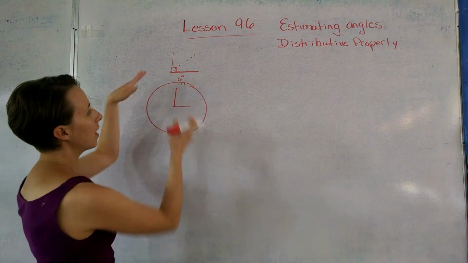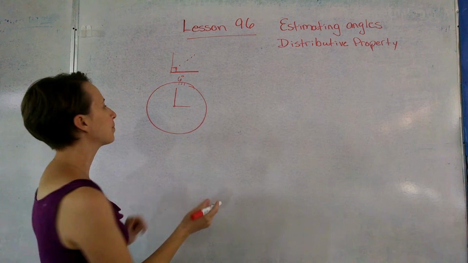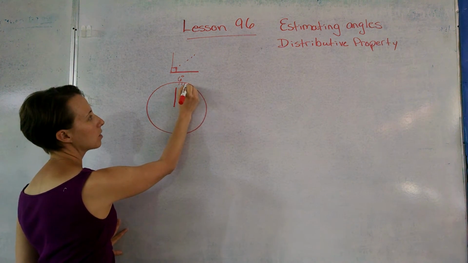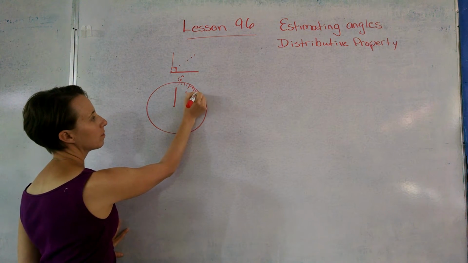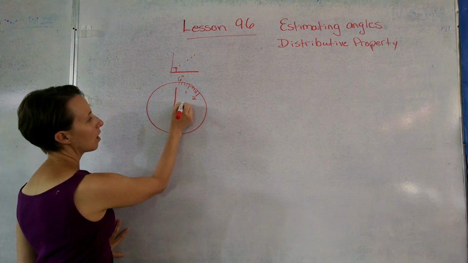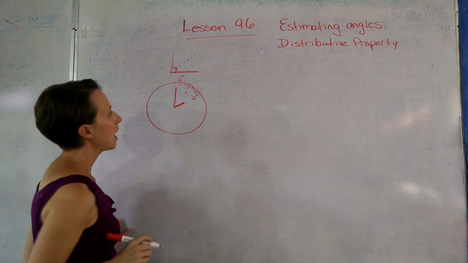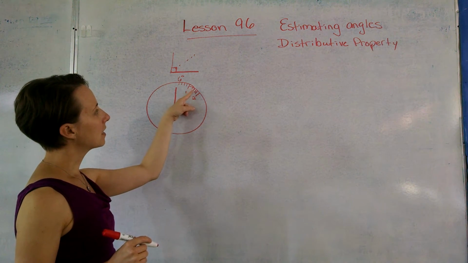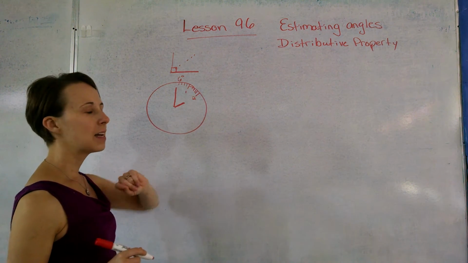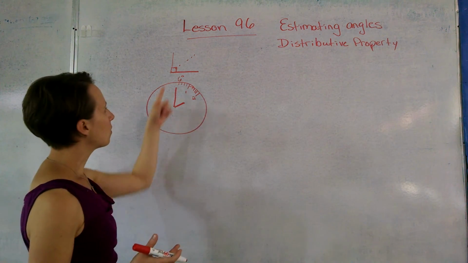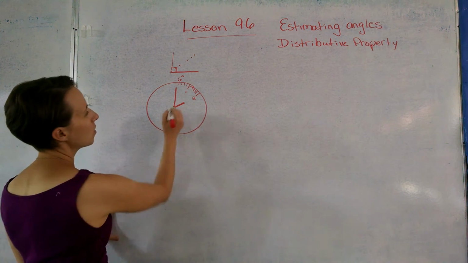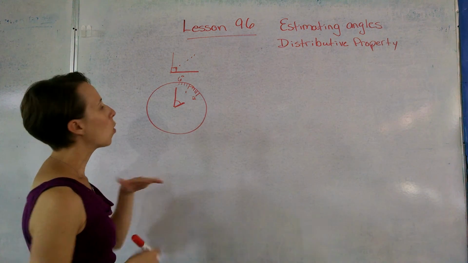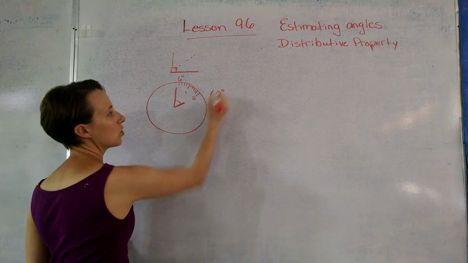So if you have an angle and you compare it to a clock and you think, that's from about 12 o'clock till about 2 o'clock, then you'd say, that is 1, 2, 3, 4, 5, 6, 7, 8, 9, 10 minutes. And I remember that each minute was worth about 6 degrees. So this angle then is probably about 10 times 6, or about 60 degrees.